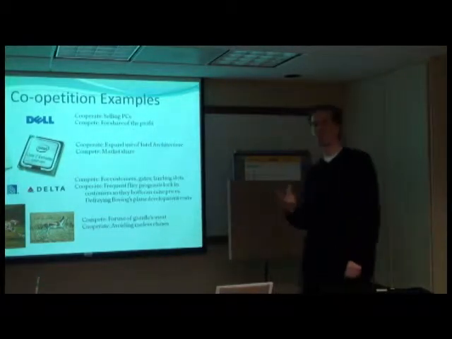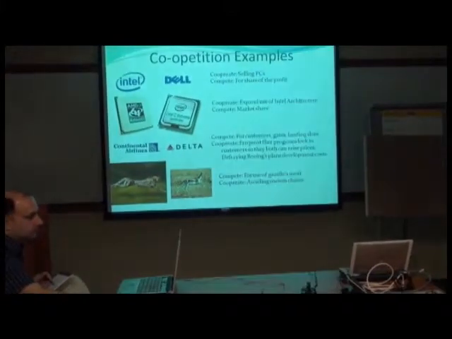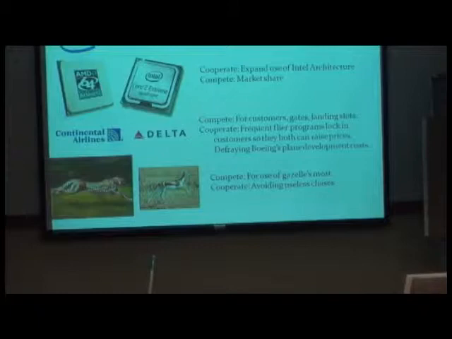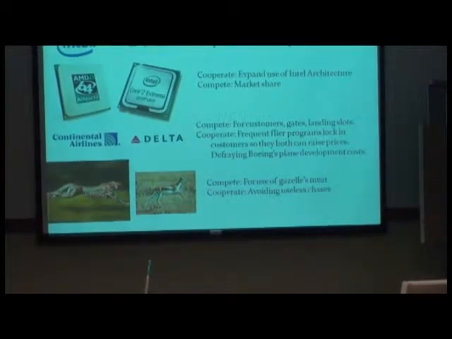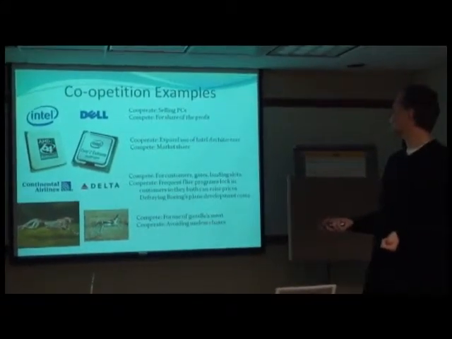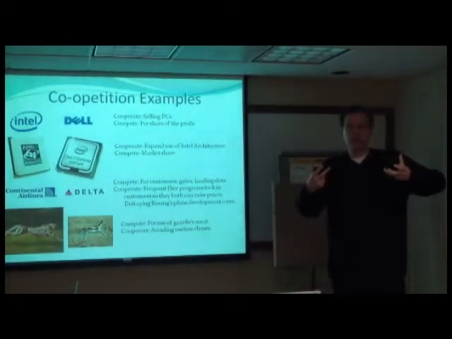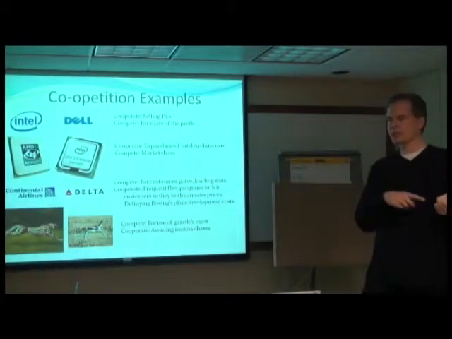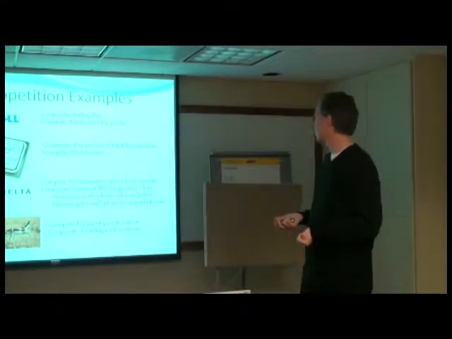Continental and Delta, the two airlines, compete for customers, but also for gates in the airport and for landing slots. And yet there are a number of areas in which they cooperate. They cooperate in supporting Boeing in producing planes and amortizing the cost that Boeing has. They also cooperate in creating frequent flyer programs, because if they both have frequent flyer programs, customers are less likely to switch from one to the other, and therefore they can charge higher prices, more like monopoly prices.